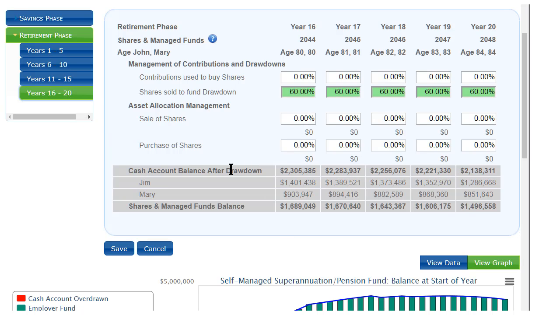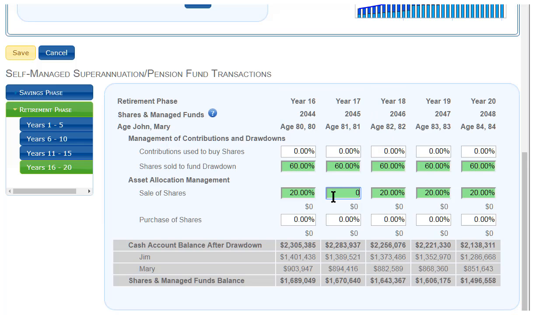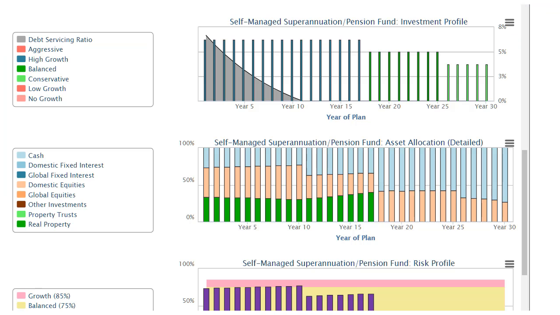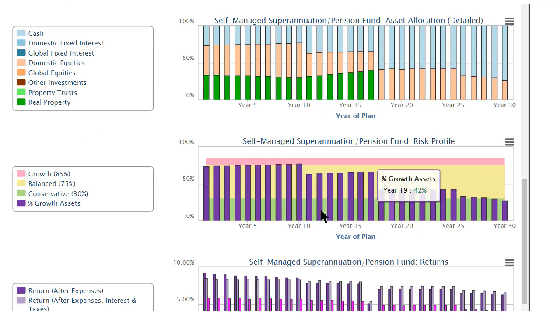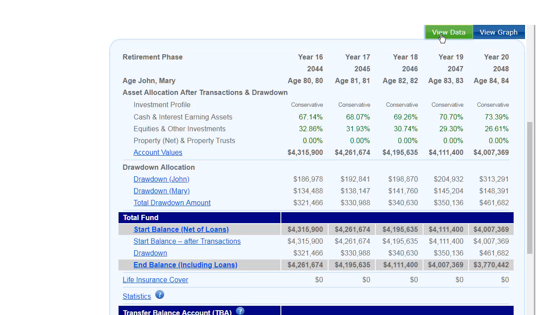If one wanted to be more conservative, say in the last 5 years of the plan, when both partners are over 80 years of age, a further 20% of the fund could be sold in year 16 of the retirement phase. This would see the last 5 years of the plan move to a conservative profile. Select the tab View Data and the investment profile is displayed, and you can monitor your entries as you progress through each 5-year period. Let us look at the information provided.